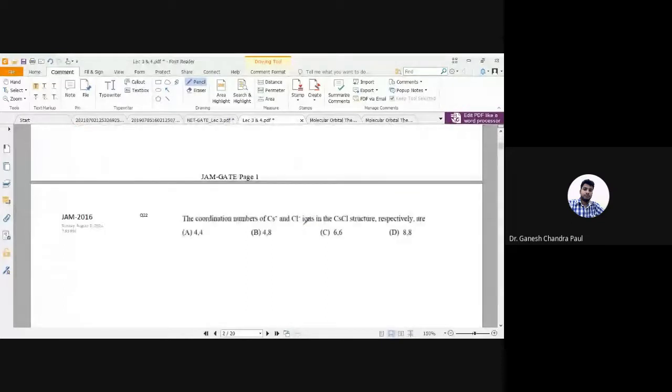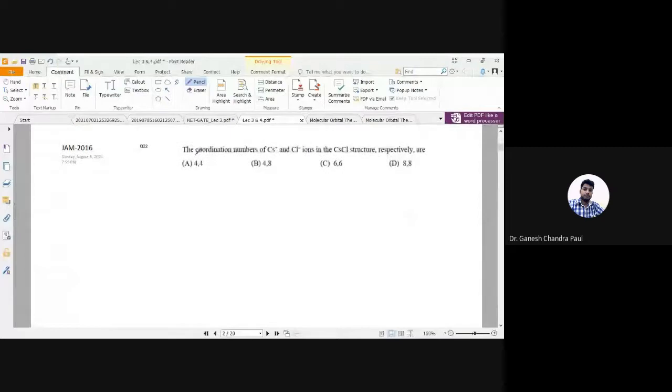So the next question is: the coordination number of cesium plus ion and chloride minus ion in cesium chloride structure are respectively what? Anybody? Rahul, do you know what is the structure of cesium chloride?